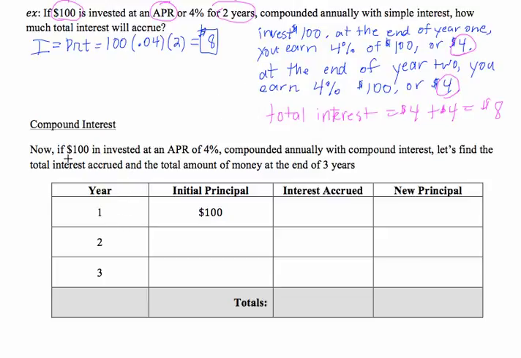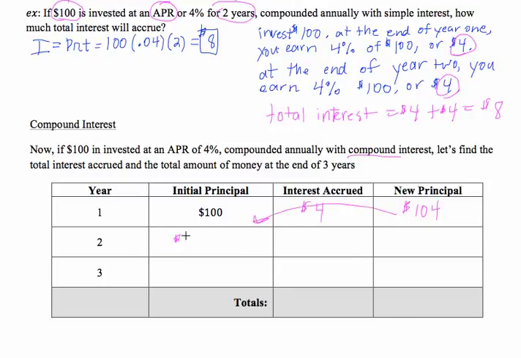So let's say you invest $100 with an APR of 4% compounded annually with compound interest this time. So let's find the total interest accrued and then the total amount of money at the end of 3 years. So the total interest accrued at the end of year 1 is going to be 4% of the amount there, so it'll be $4. 4% of 100 is $4. So then with compound interest, you add together the original amount plus the interest that you have. So now we have $104 in the account. Okay, and then that comes over here.